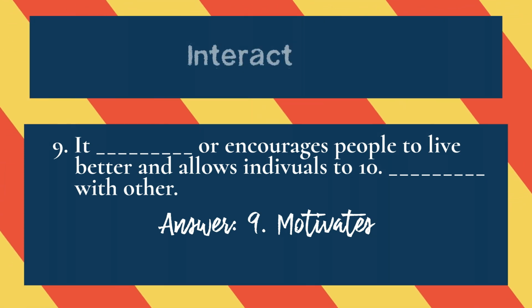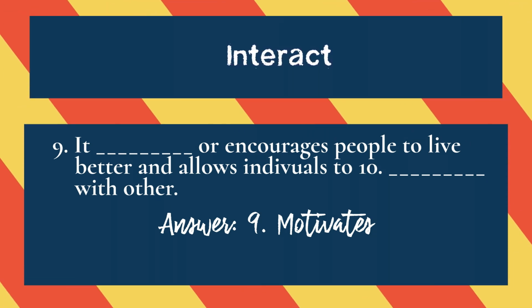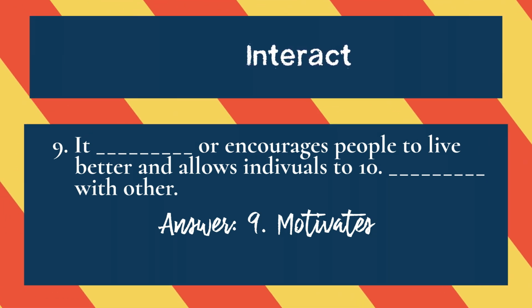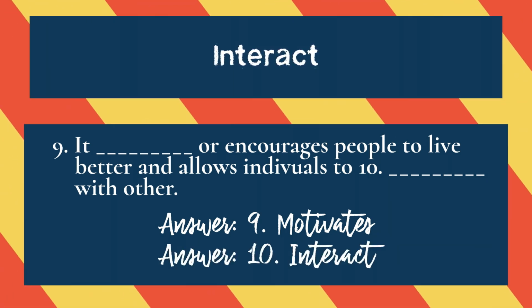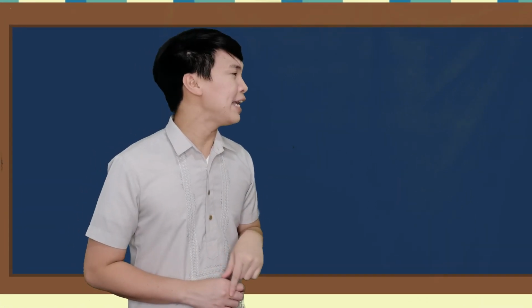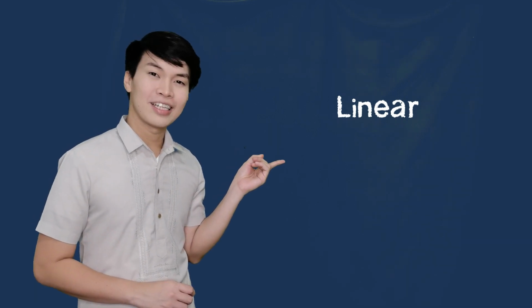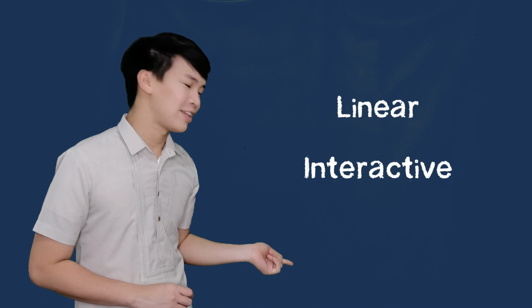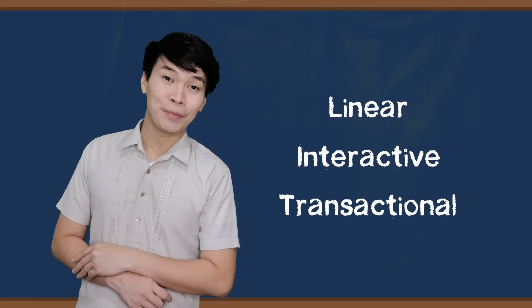Number 10. It allows individuals to blank with others. We only have one word left. That is interact. Great job! I guess you are now ready for our next lesson. Today, class, we will be talking about the models of communication process, namely linear communication, interactive, and transactional model. Let's take a look at it one by one.